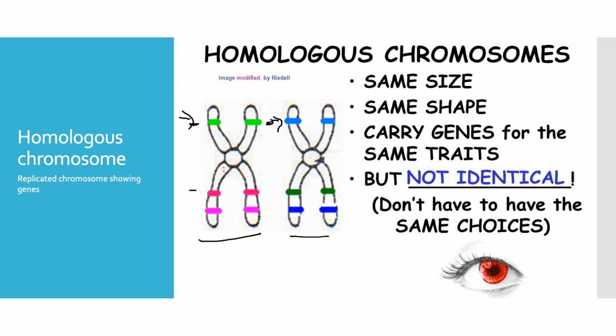We could say that this red one and green one are representing hair. This red one could represent curly hair, and the green could represent straight hair, but it's still the gene or the allele for hair.